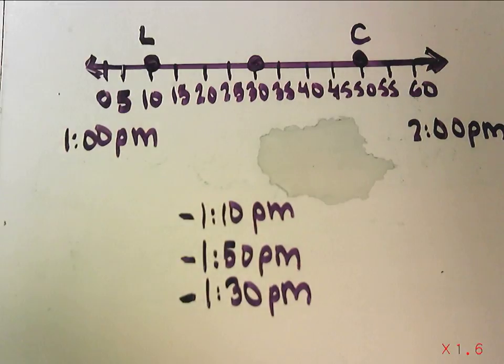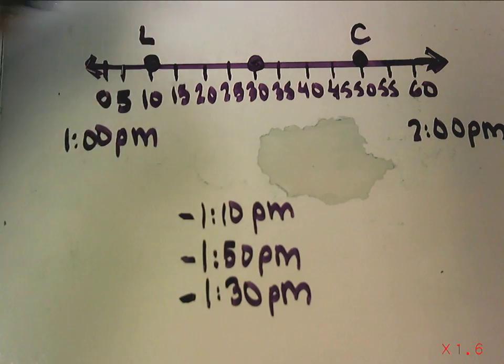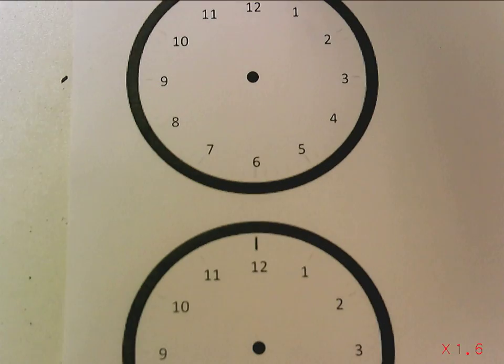Okay, so what I want you to do right now is erase your whiteboards. And on your desk already, you should have a clock template. And we're going to use these clock templates to help us plot some different times. Our clock template looks like this. Zoom out so you can see it.